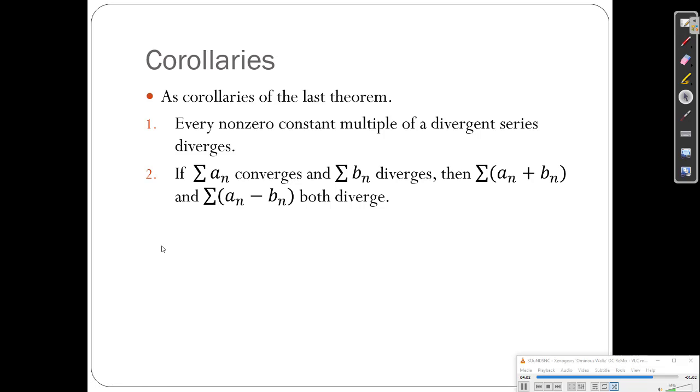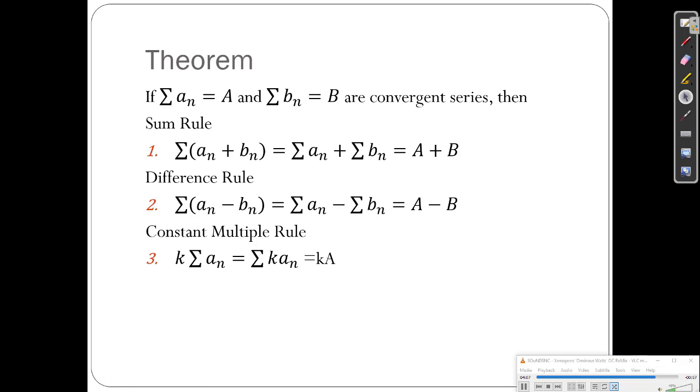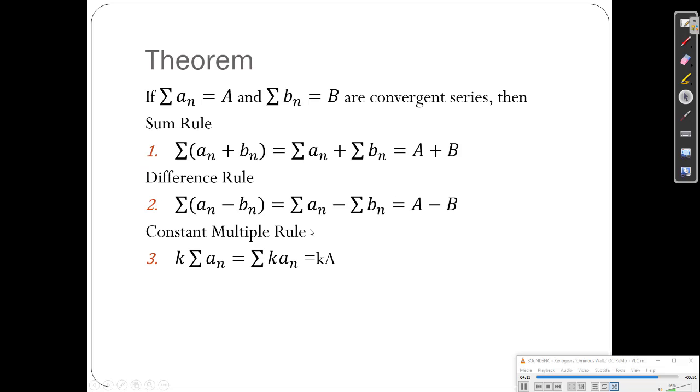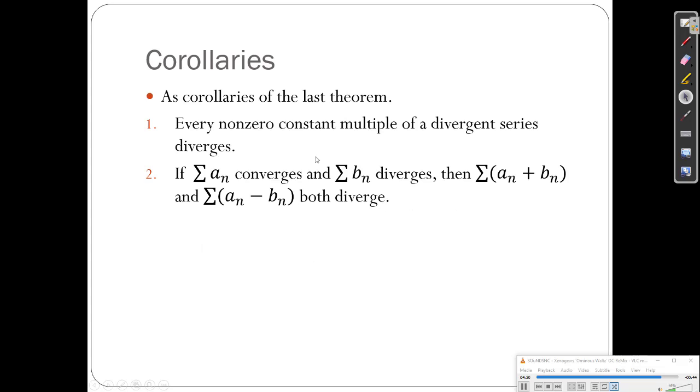And as a last statement before we move on, there are a couple of corollaries of these properties. Notice it said that if both series are convergent, then this is true. If either one of those is divergent, so you have a convergent series and a divergent series, if you sum or difference them, they're both going to diverge. Also, if you take a constant multiple of a divergent series, unless your constant is 0, it's still going to diverge. If your constant is 0, it's just going to take the whole series to 0, so it's not going to diverge, but it's not going to do much interesting either.